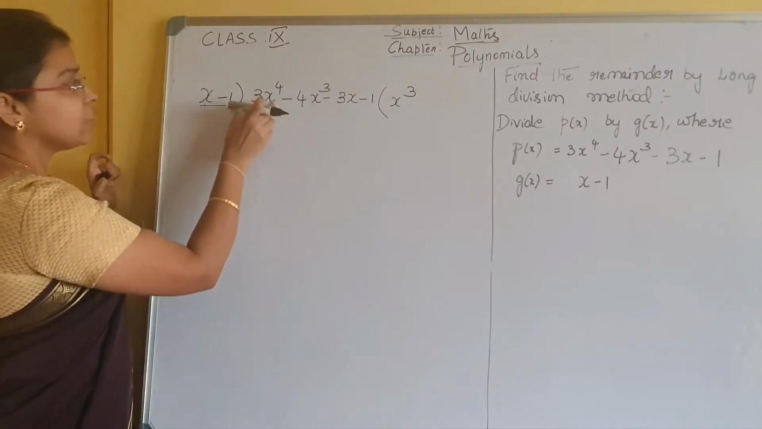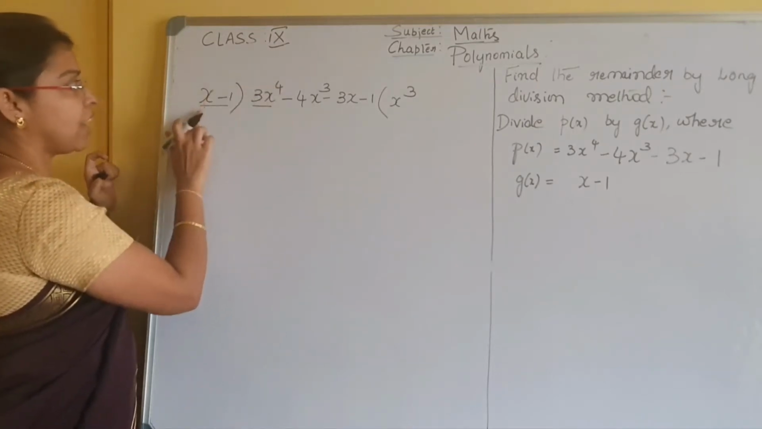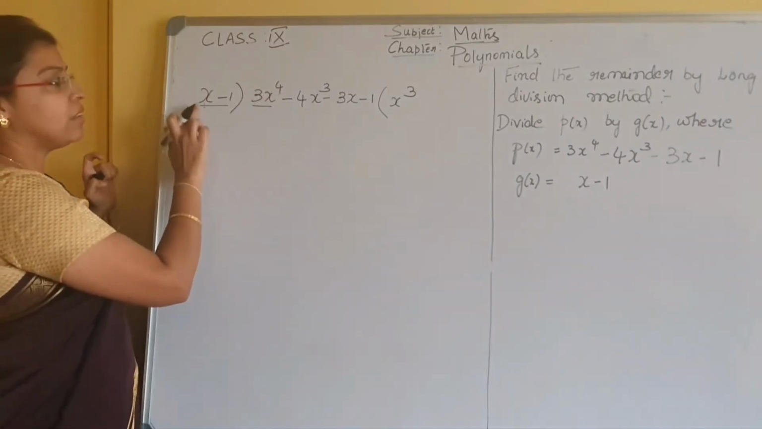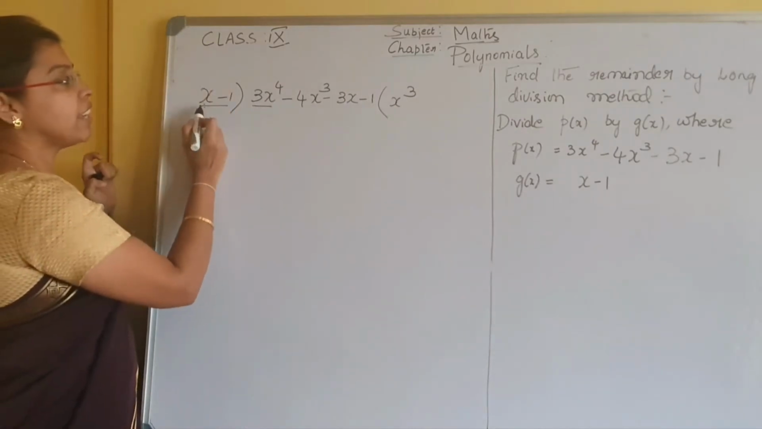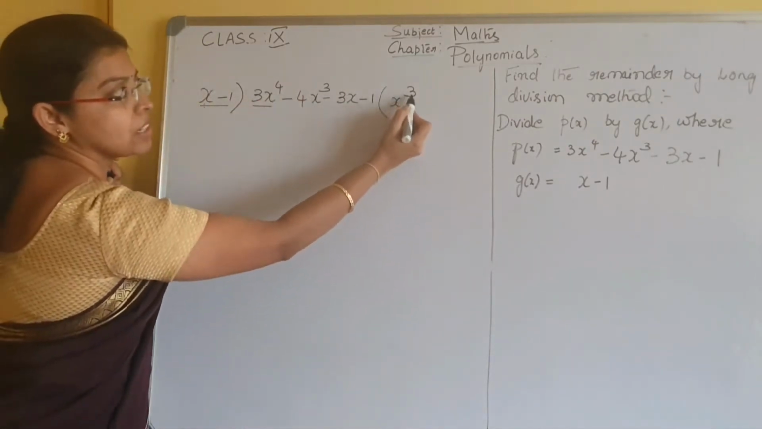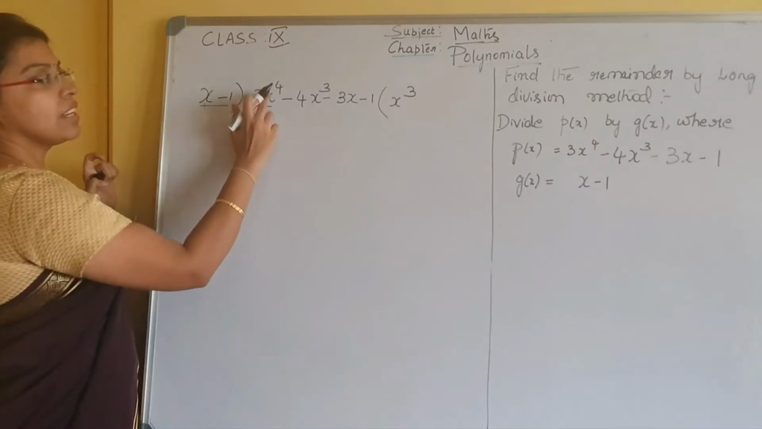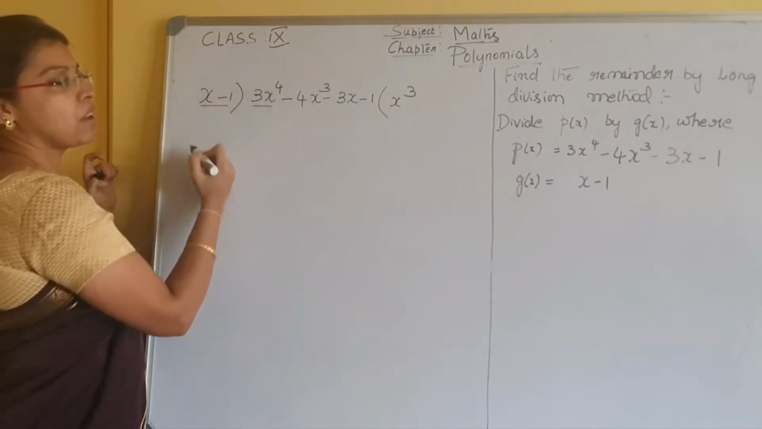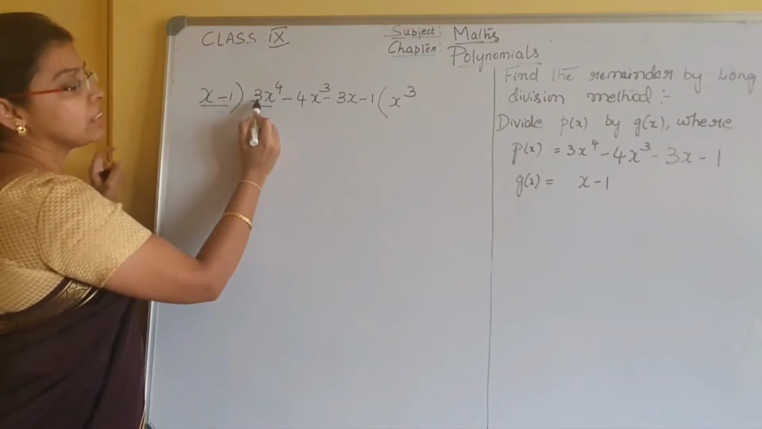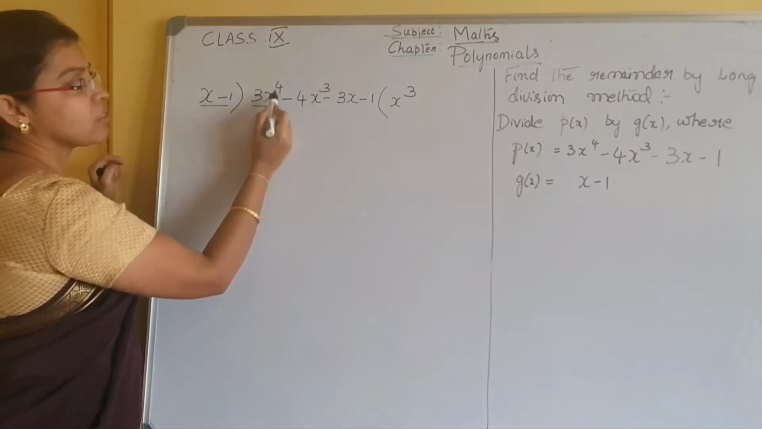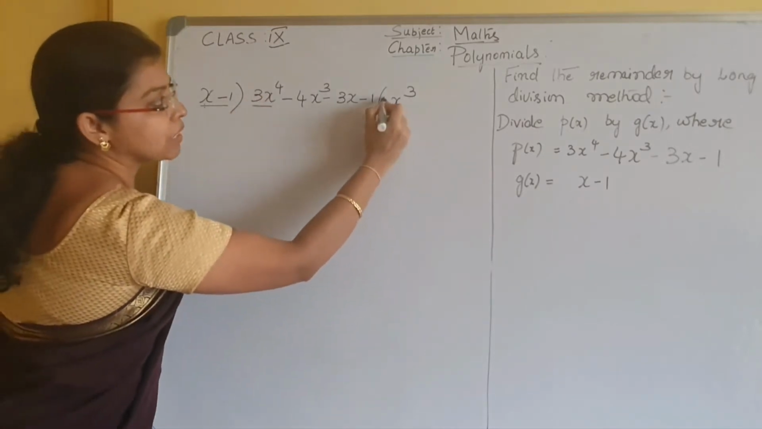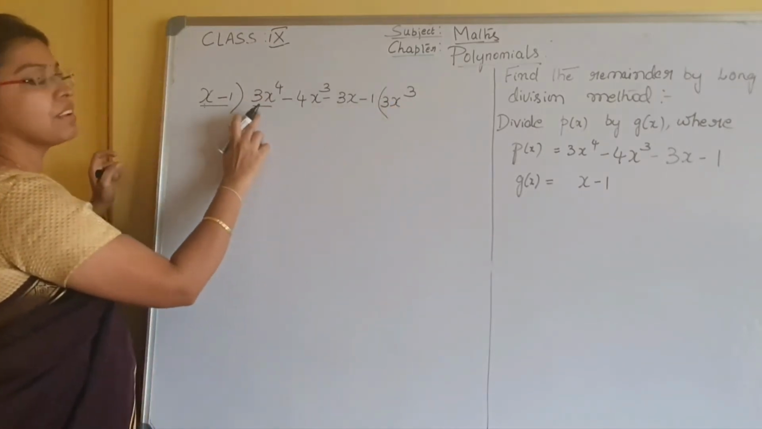Dividend. So take the first term 3x to the power of 4 and divide with the first term. How do we divide? x into x cube gives you x to the power of 4. But there is a constant attached to x to the power of 4. So we need to multiply 3 also to get the first term.